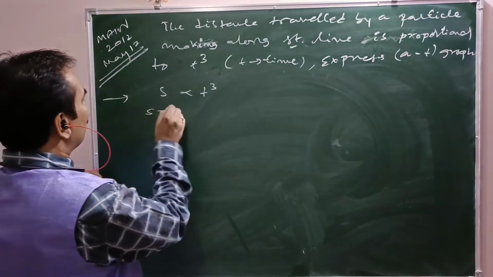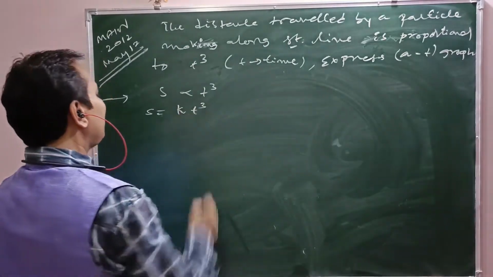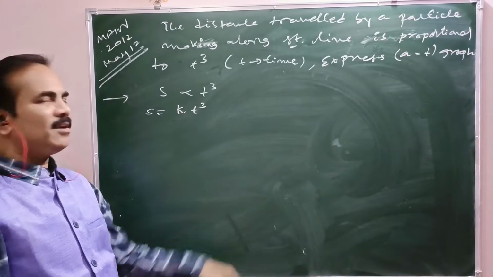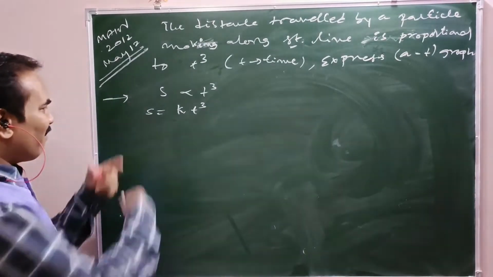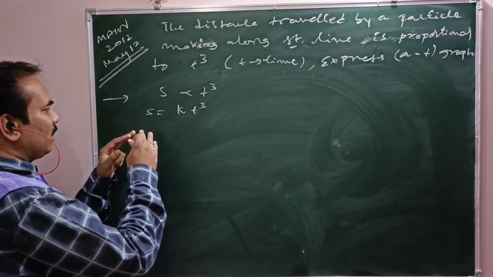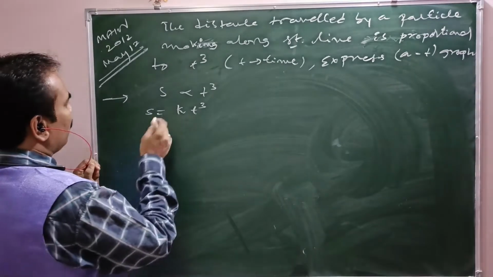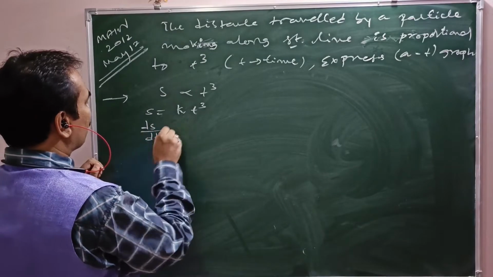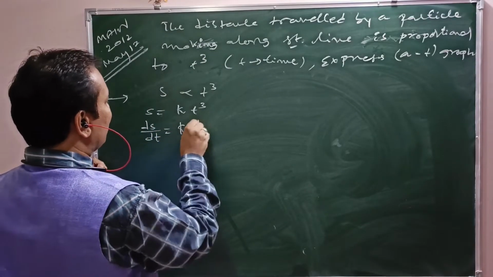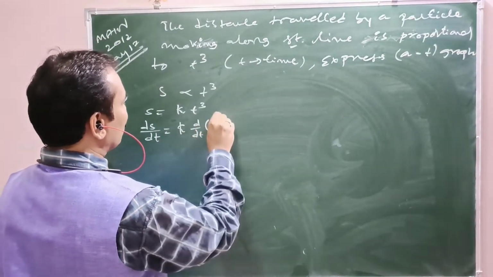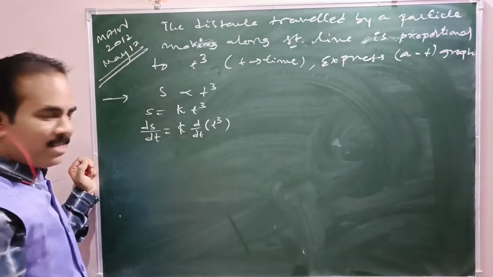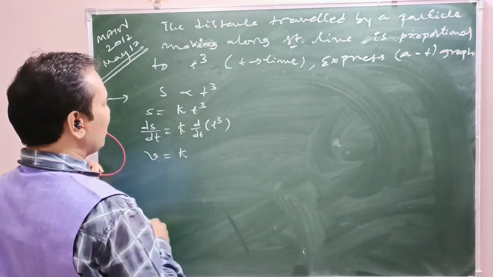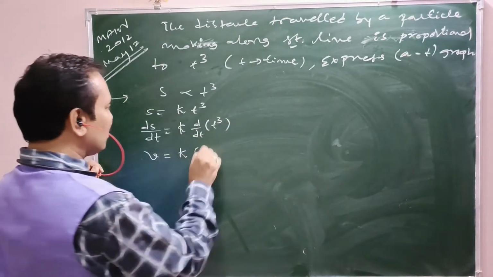So s equals some constant k into t cubed, as s is proportional to t cubed, right? On differentiating with respect to time, it will convert into velocity, that is ds by dt equals some constant k into d by dt of t cubed. ds by dt means velocity. That is equal to some constant k into d by dt of t cubed, which is 3t square.